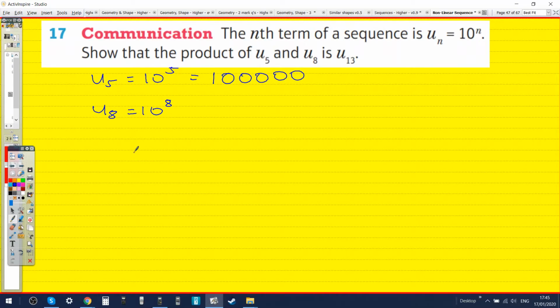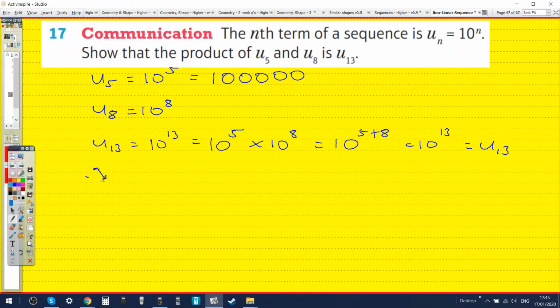And so u13 would be 10 to the 13, a 1 with 13 zeros. Maybe 10 to the power of 5 times 10 to the power of 8 gives you 10 to the power of 13. To prove it, you have to show 10 to the power of 5 plus 8, which is 10 to the 13, which is u13. Therefore, the product of u5 and u8 is u13.